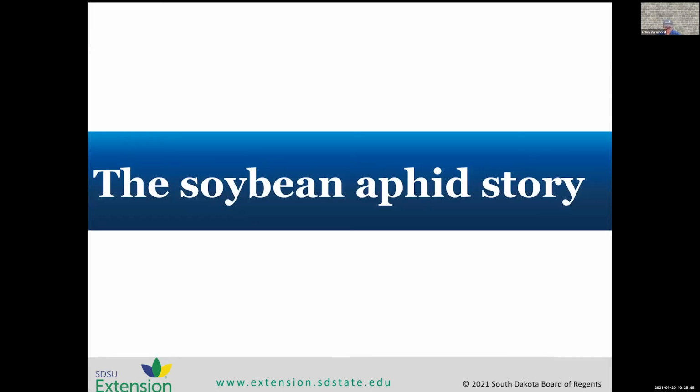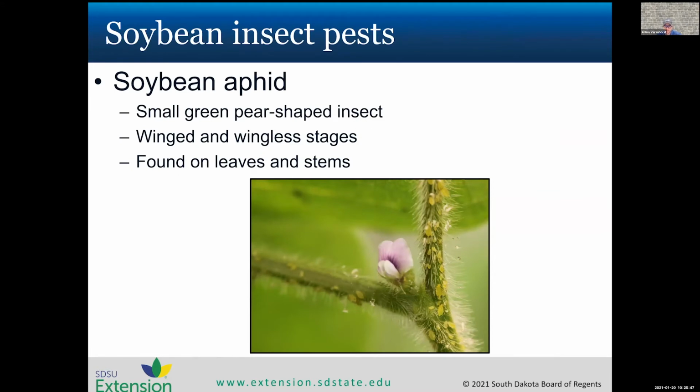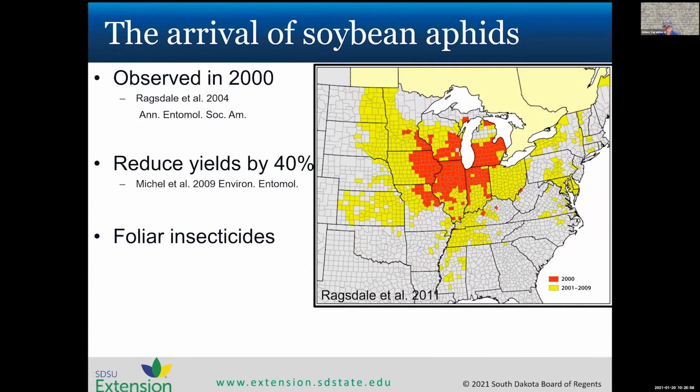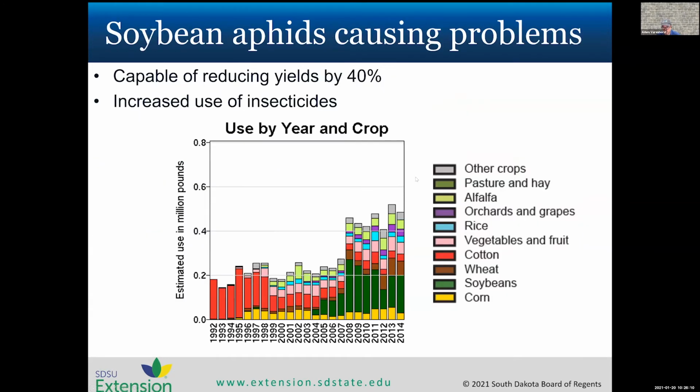So in the last few minutes of my talk, I'm going to talk about soybean aphids. You guys are probably all familiar with these pear-shaped green insects that showed up and caused a lot of issues in soybean when they show up in large populations. These were first detected in 2000. The reason we care so much is if you don't spray a field that's infested, they can reduce the yield by about 40%. We use foliar insecticides to manage them.